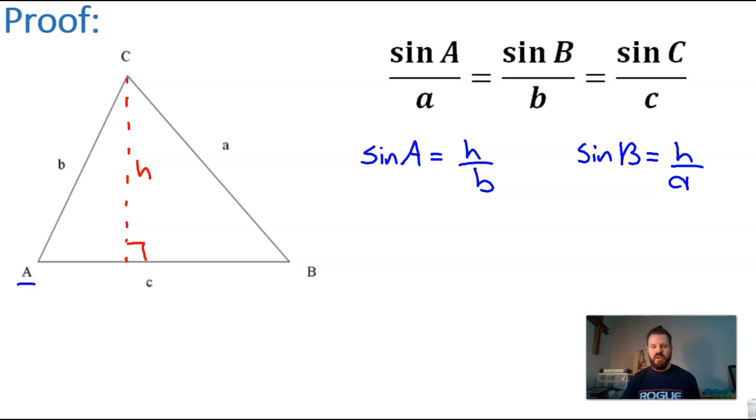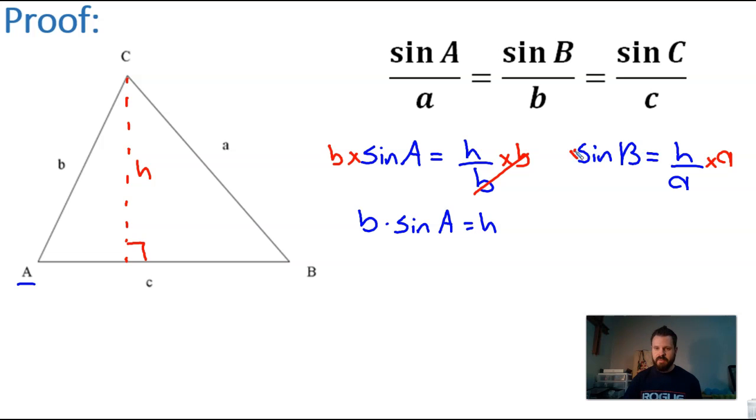What I'm going to do is solve both these equations for H. On the first equation, I'm going to multiply both sides by B. And that leaves me with B times sine of A is equal to H. And same idea for the second equation. I'm going to multiply both sides by A. Cancel my fraction. That leaves me with A times sine of B is equal to H.